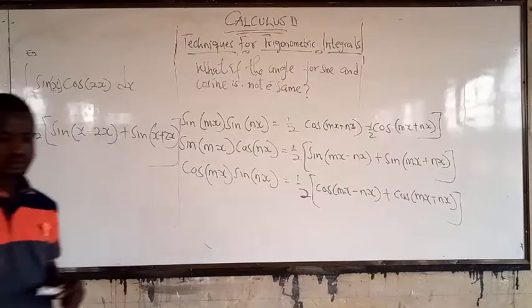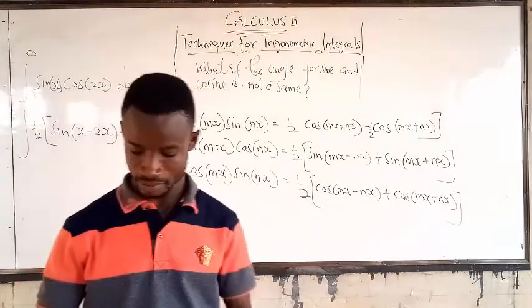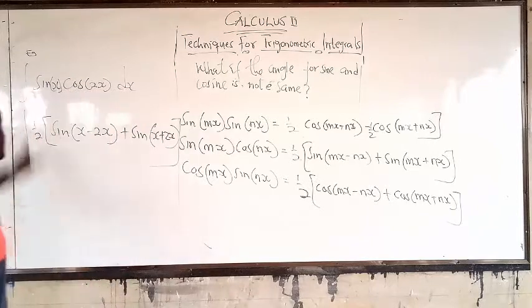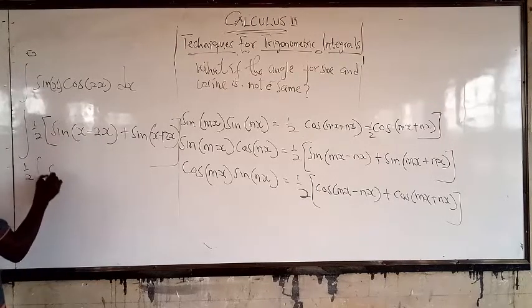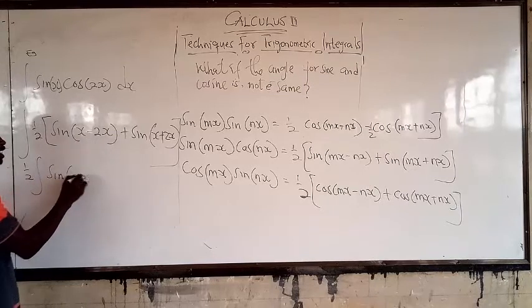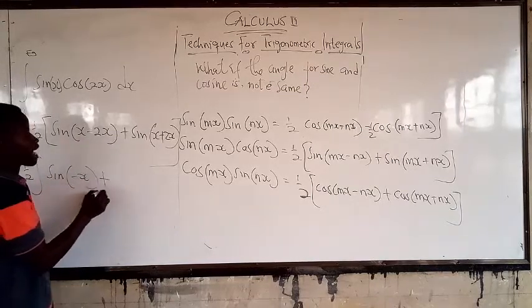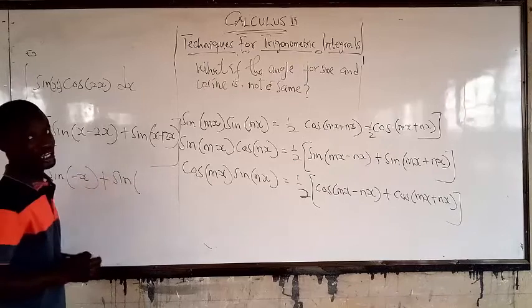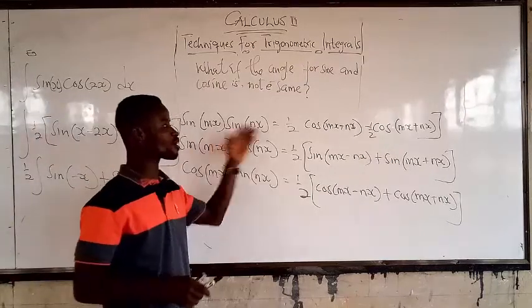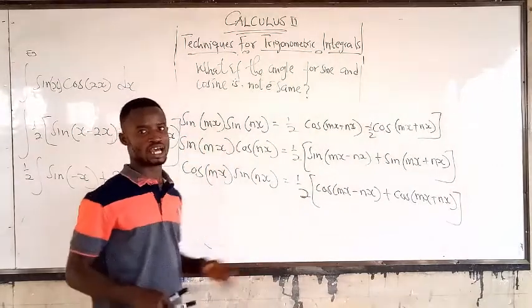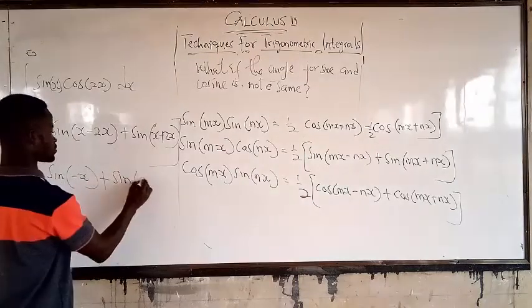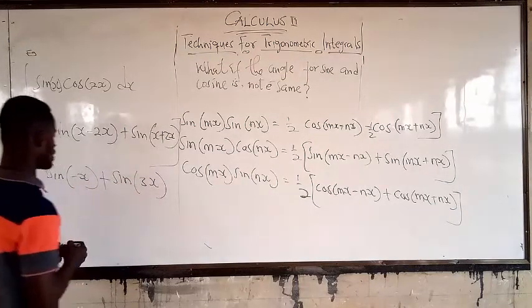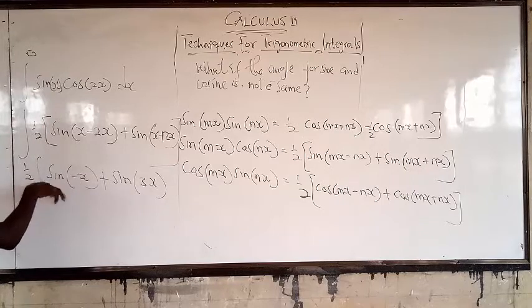Very good. So we integrate it. So now to integrate it is the same as integrating it. Here we know that the half can come outside. And when the half comes outside, we get sine x minus 2x, we get negative x, plus sine of x plus 2x. It's just simple, okay? It's just that you have to recognize your formula. And then you get 3x.